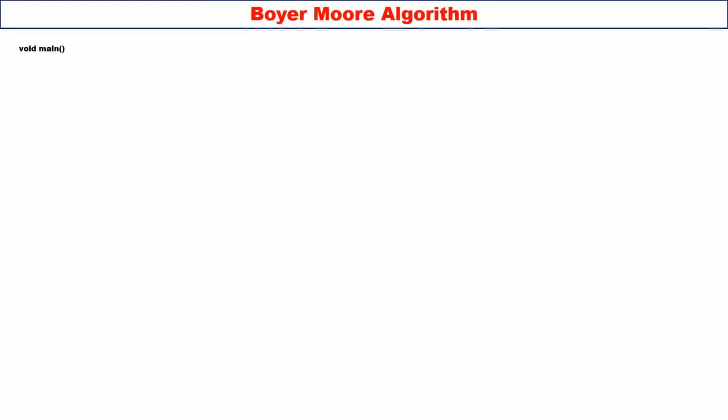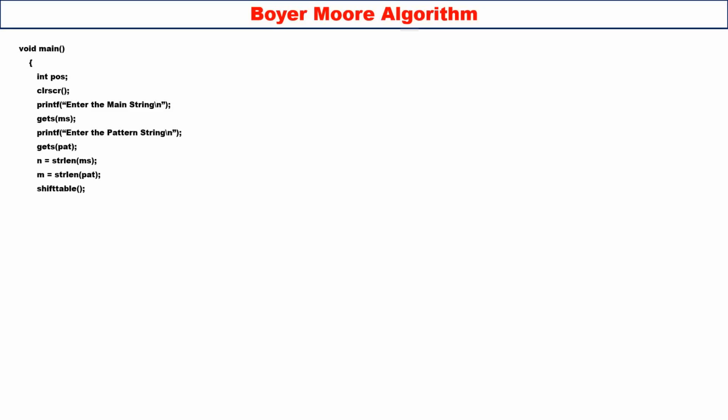Now the main program. Enter the main string, read the main string, enter the pattern string, read the pattern string. N is the length of the main string, M is the length of the pattern string. First call the shift table function to construct the shift table. Then call D2 step 1 to perform step 1 of the construction of the D2 table. D2 step 2, you call this function to do step 2 of D2 table construction. Now we are ready with our D2 table and shift table. Now you call the Boyer-Moore function.